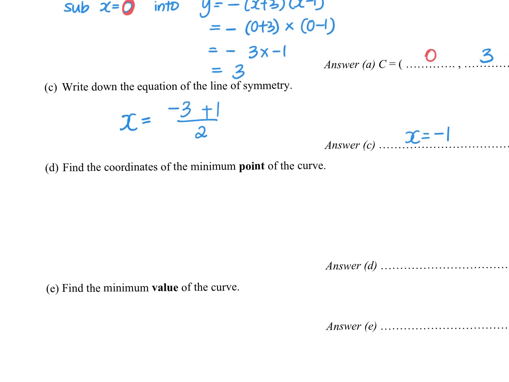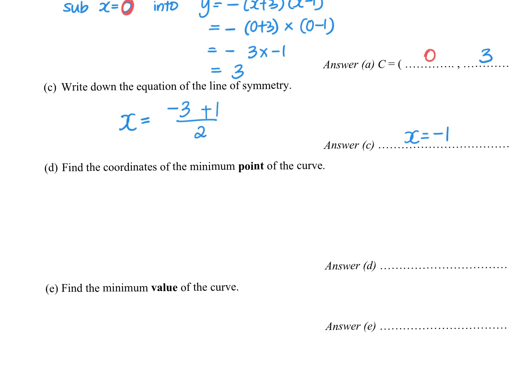Next part, the question asks me to find the coordinates. Now we say the coordinates of the minimum point, right? They're asking for a point. So what do I know about the coordinates of a minimum point? It must be something special. Because the minimum point lies on the line of symmetry, we know that this x value is -1. The coordinates for the minimum point will also have the x value to be -1.